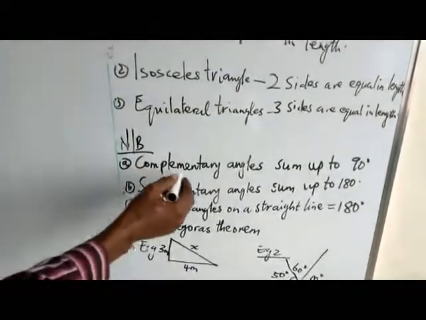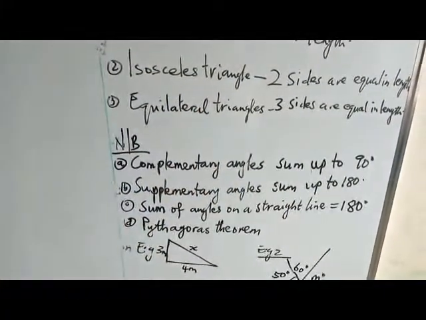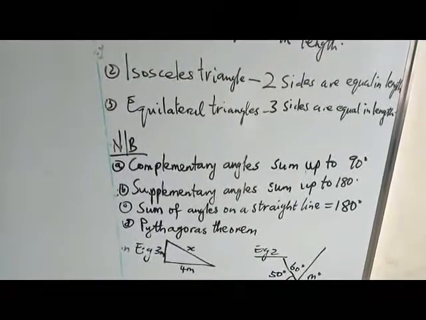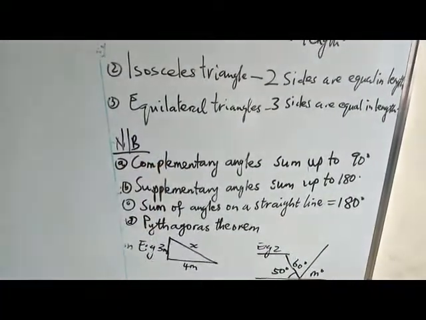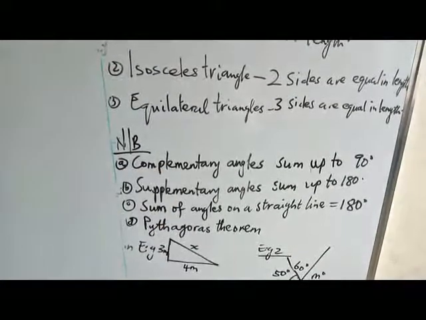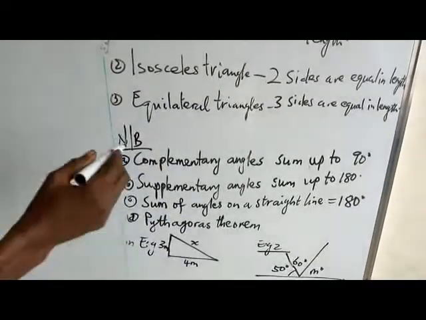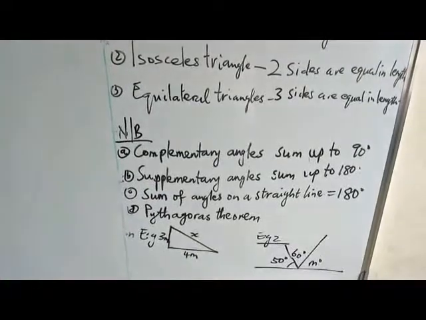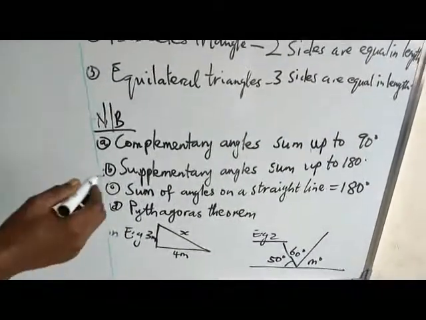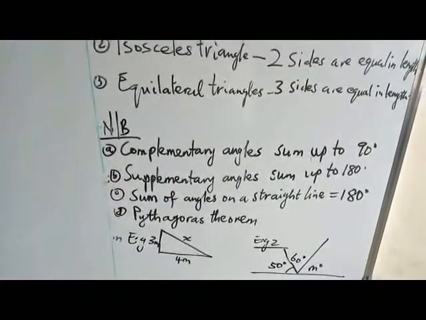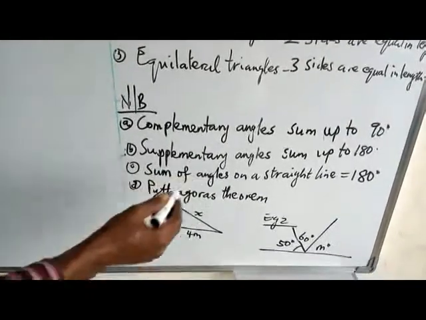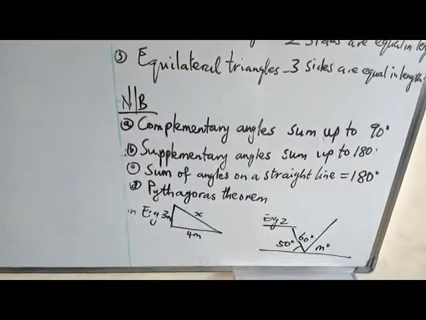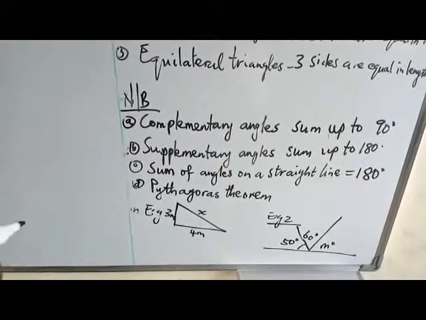Now note this. We say that complementary angles sum up to what? To 90 degrees. In the next class, because of time, I'm going to explain what complementary angles are. But take note of this: complementary angles always sum up to 90 degrees. Two, supplementary angles sum up to 180. Three, the sum of angles on a straight line is always equal to 180 degrees.